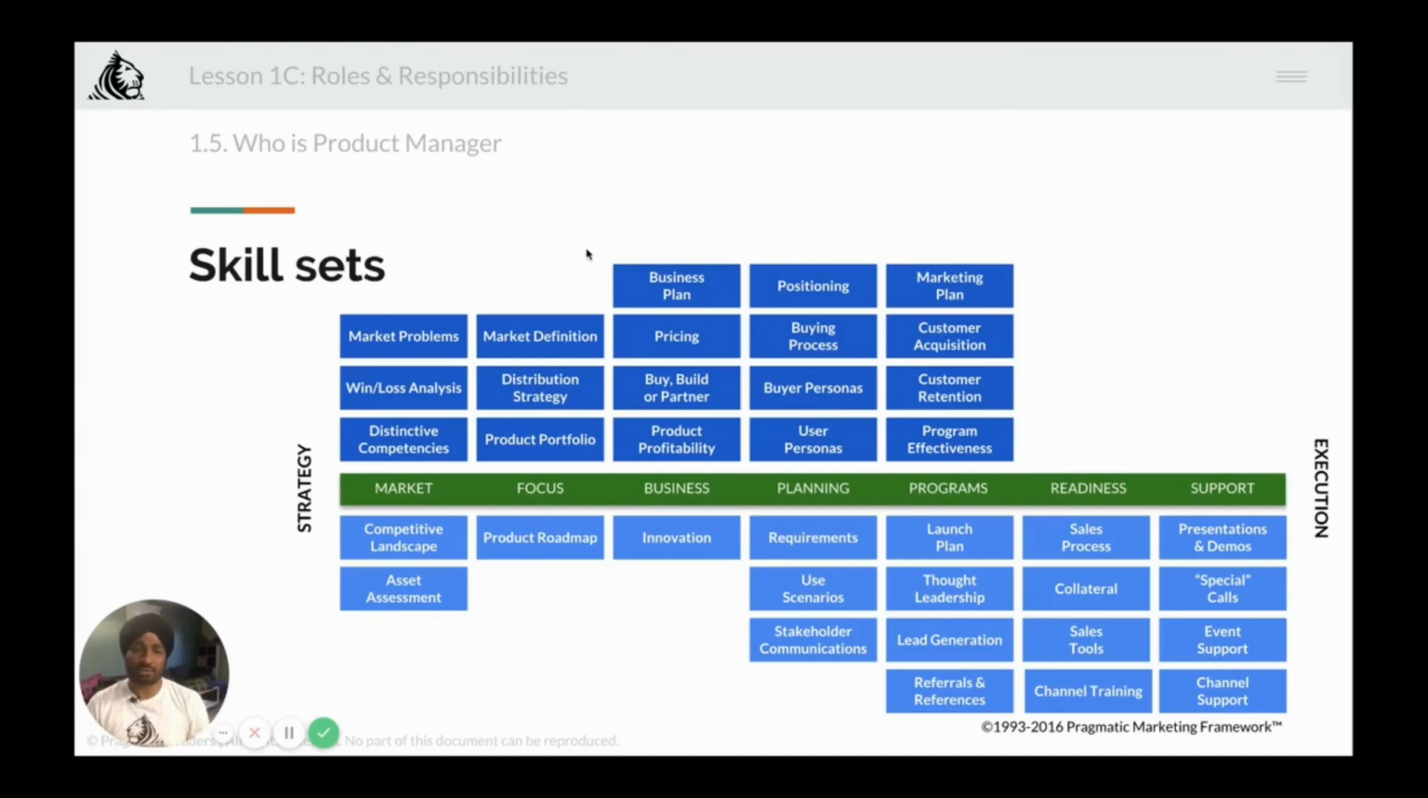What are the different skill sets? Well, this is a framework very widely popularized by Pragmatic Marketing Framework. They happen to have a similar name as us, where the skill sets ranging from strategy all the way to execution. And for market, what are the different skills? From focus, what are the different skills?